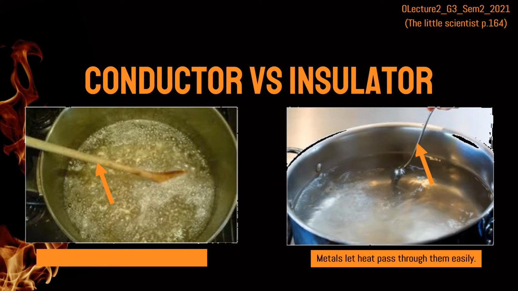Metals are conductors since they let heat energy pass through them easily, while woods are not conductors. They are thermal insulators or bad conductors of heat since they do not let heat energy pass through them easily. Metals such as gold, aluminum, iron, silver, and insulators of heat such as wood, plastic, papers, and much more.